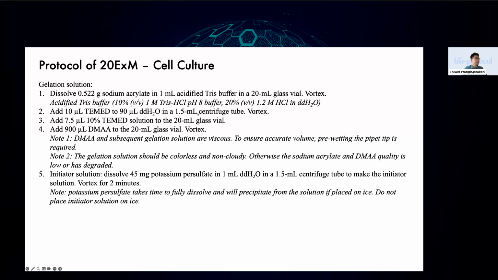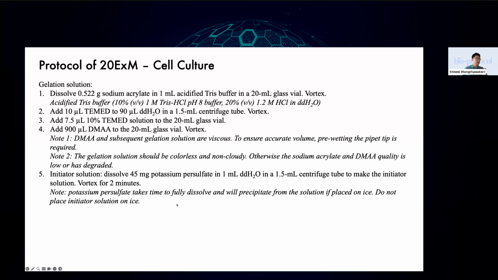Then you want to dilute TMAT tenfold and add 7.5 microliters of the diluted TMAT into the sodium acrylate solution in the glass vial. And then you want to add DMAA. One note about DMAA is that it is very viscous, so for this step you want to measure the accurate volume, for which I use the pre-wetting technique. You use a pipette to draw up DMAA first, push it down to the first level, the normal level, and then draw up again. That will pre-wet the pipette and ensure that you have enough DMAA volume. When you add it to the glass vial, you just go back down to the first level again. Don't go to the second level.